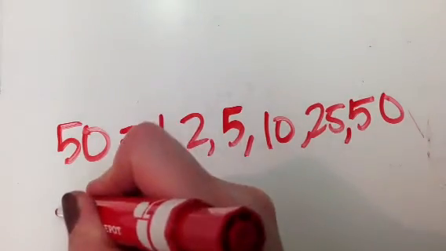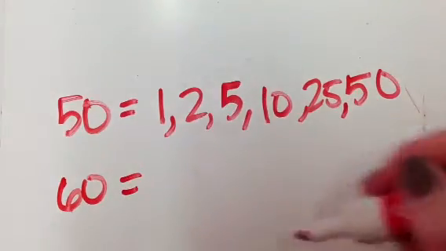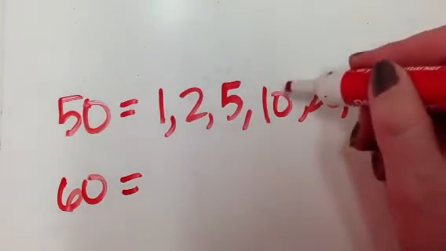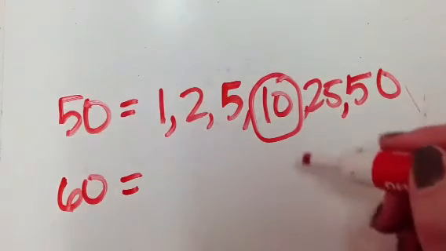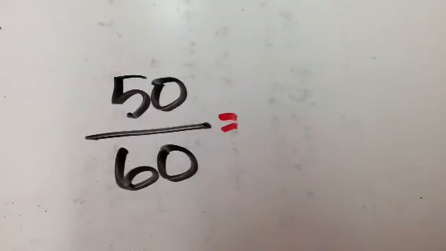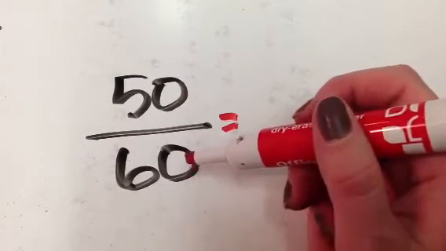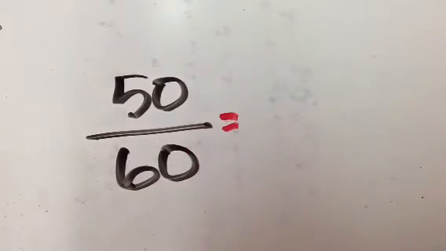And then I could list out the factors of 60 and do all of that. But what I'm going to find is that 10 is going to be the largest on both of those. And actually I can tell that by looking at these two numbers because they both have a 0 on the end. 10 is going to be the largest factor that I'm going to divide out of both of these.